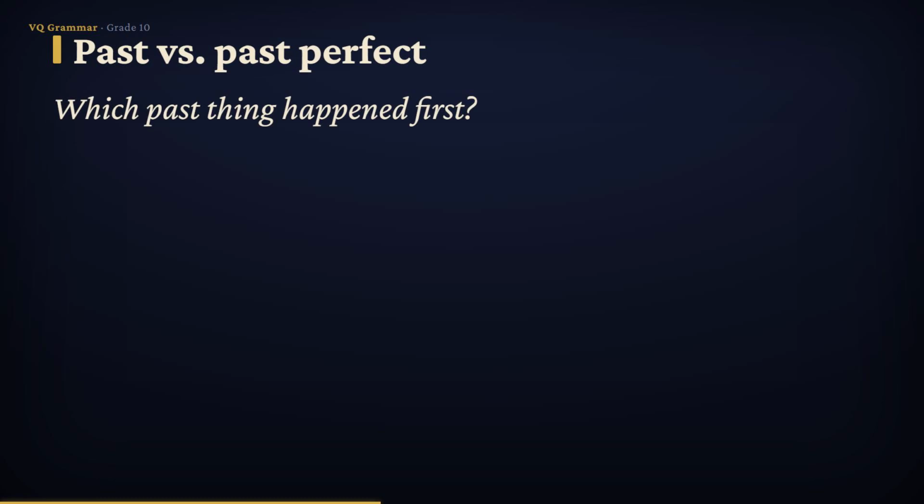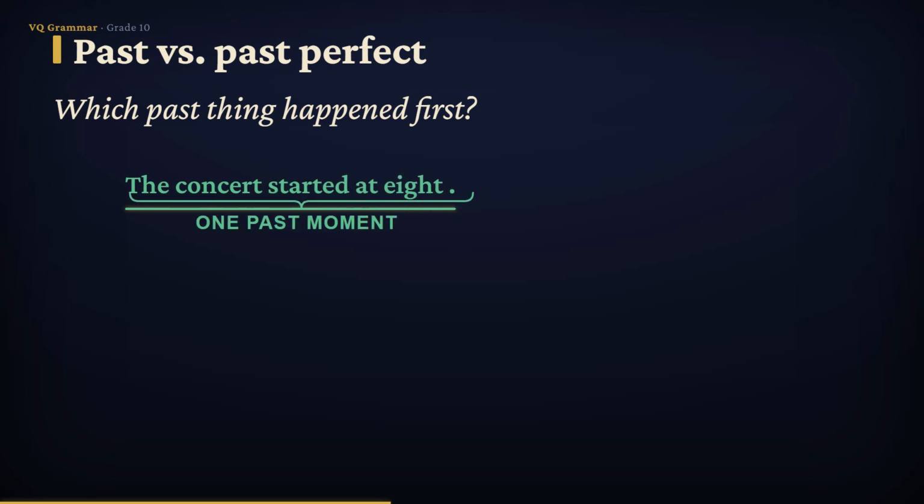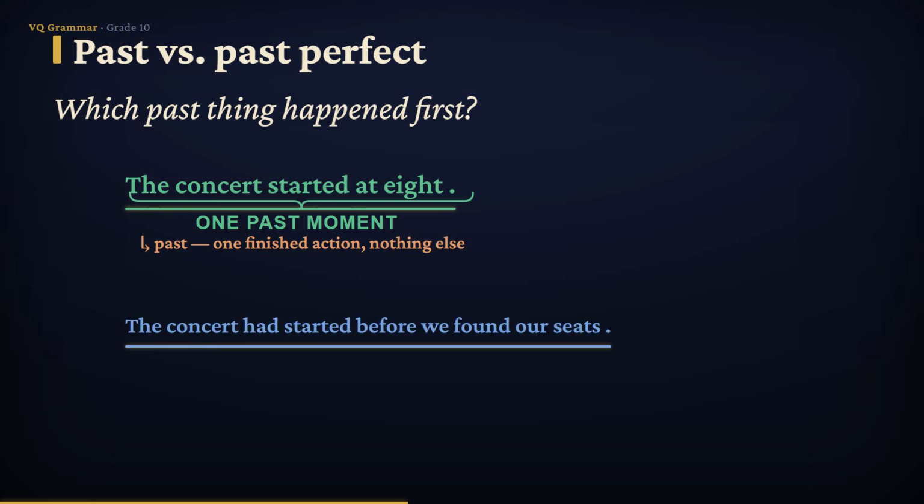Here's the pair that trips people up most. Sentence 1. The concert started at 8. Simple past. One finished action, sitting alone in the past, and nothing else to compare it to. Sentence 2. The concert had started before we found our seats. Now there are 2 past events in the same sentence. The concert starting and us finding our seats. Both are over, but one happened first.